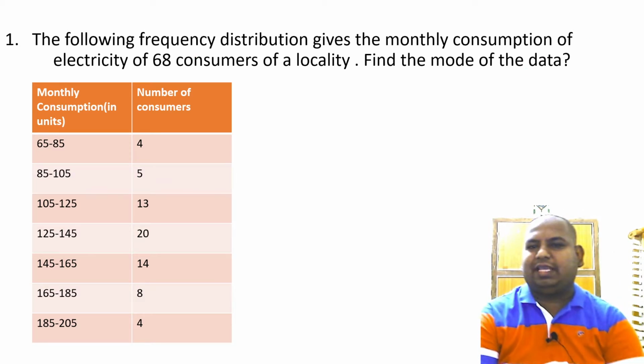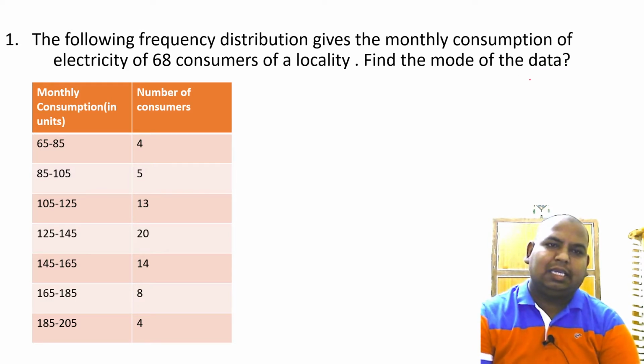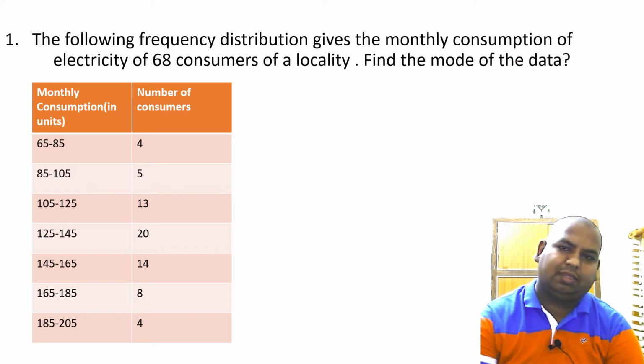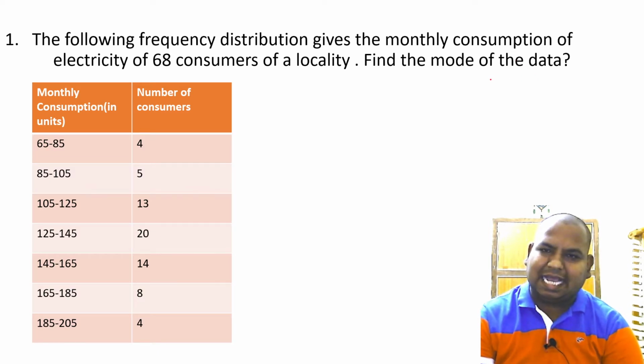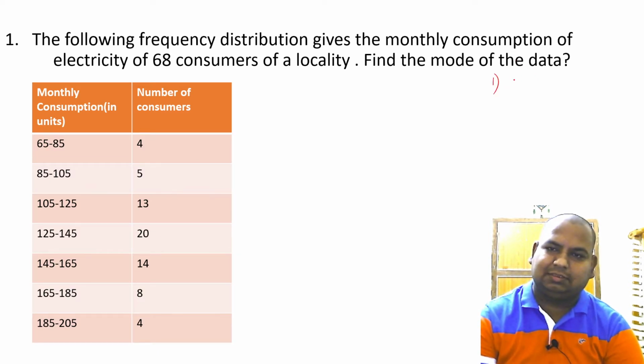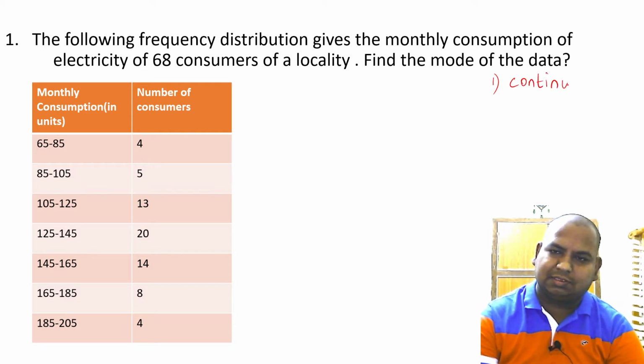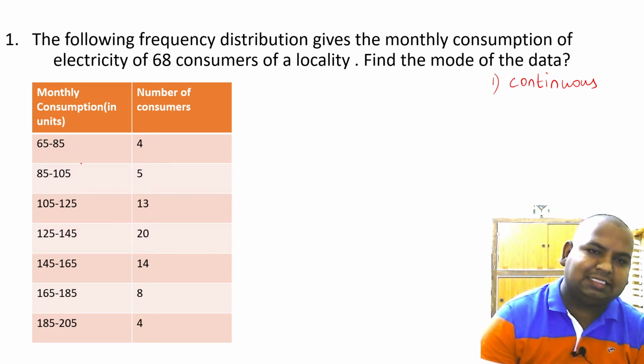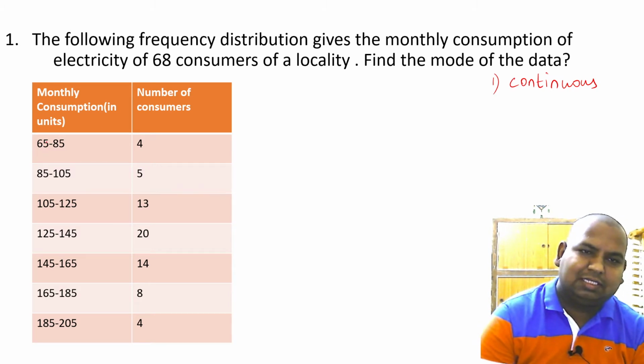Before starting to find the mode of data, you need to cross-check the given data. First thing is the class intervals should be continuous. Are the class intervals continuous? Yes, they are continuous. You see 65 to 85, 85 to 105, 105 to 125. There is no break in the class intervals, they are continuous.